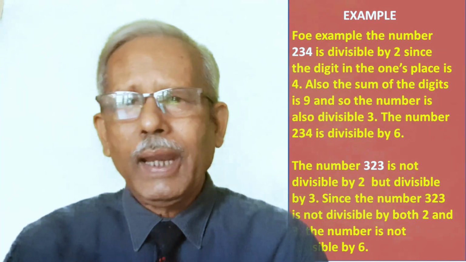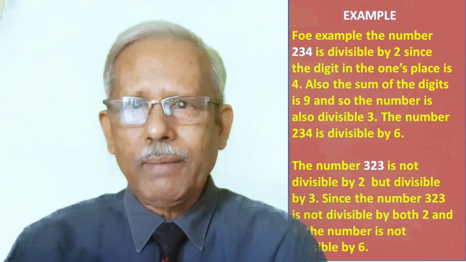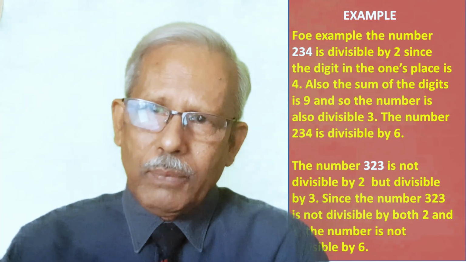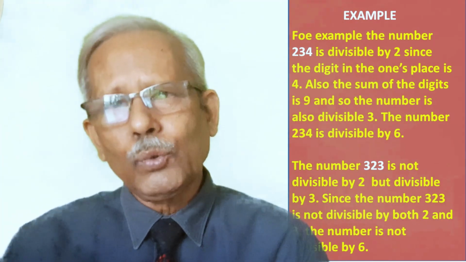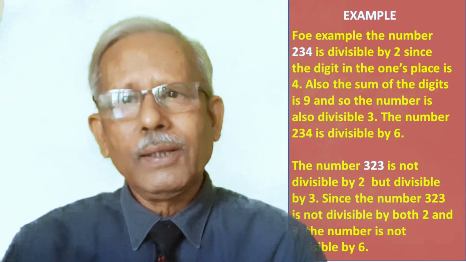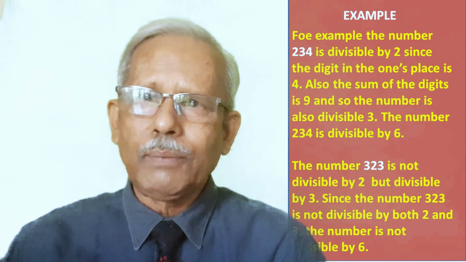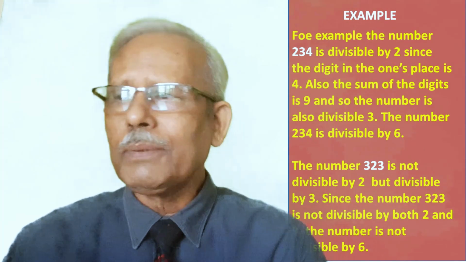And again we will see the total of the digits: 2 plus 3 is 5, plus 4 is 9, and 9 is divisible by 3, and you know a number is divisible by 3 if the total of its digits is also divisible by 3. So in this case, the number 234 is divisible by 2 and 3 both, and therefore it is also divisible by 6.